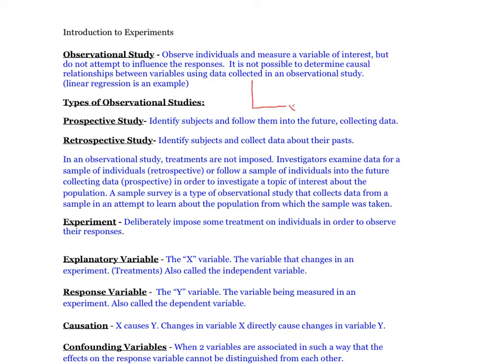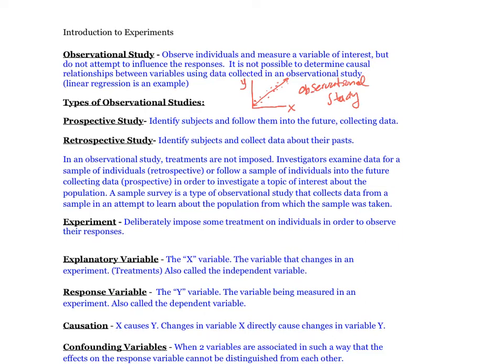So, for instance, we may notice that there is a relationship between two variables, x and y, and we find a least squares regression line between them, and we say, wow, there looks like there's a positive, strong linear association between these two variables. But we are not allowed to say, remember, that variable x causes variable y. Okay? So a linear regression is an example of an observational study. Okay, but it's really the first step to an experiment.